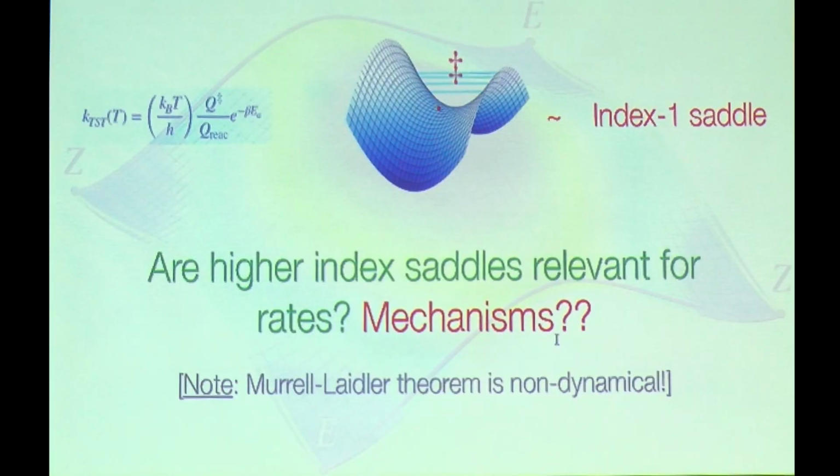So the key point here is that if you go beyond this, if you have an index 2 saddle or index 3 saddle, then how do you even think about transition state theory, first of all? I mean, you can't even write down an expression for transition state theory. Because the way we write the expression for transition state theory, either way you derive it, has something to do with it being an index 1 saddle, not higher index saddles.